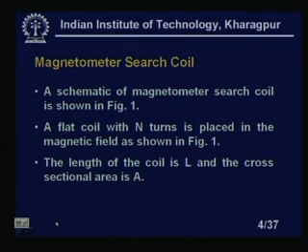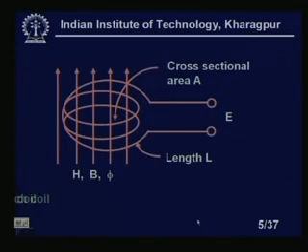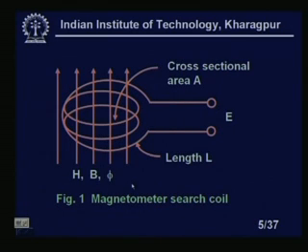So, the length of the coil is L and the cross sectional area is A. We will all talk about the SI unit of A. So, this is all we talked about. There is a flux density connected to magnetic field H by mu. And this is the cross sectional area A, this is the output voltage which is coming from the coil.